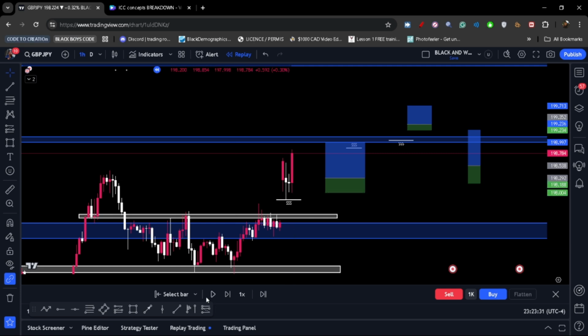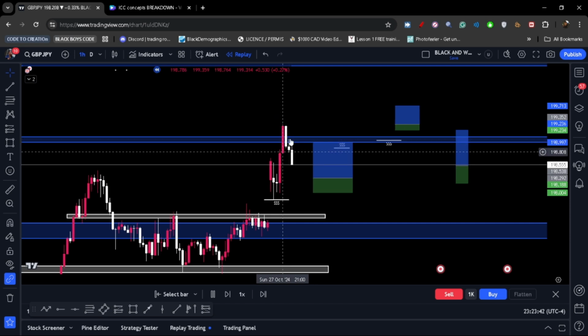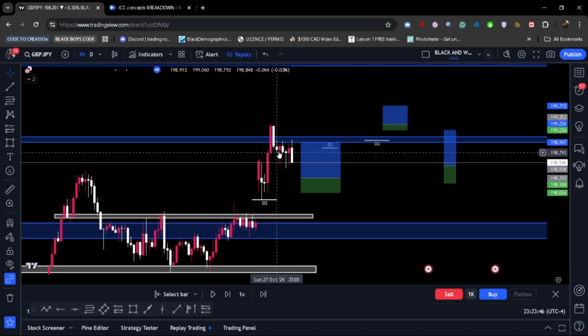Now notice how price continues to buy, reacts off of this daily area of interest. You're going to notice it literally buys up and reacts off of this daily area of interest we marked up. You can clearly see, and now look at what it's doing. It's literally selling back down.